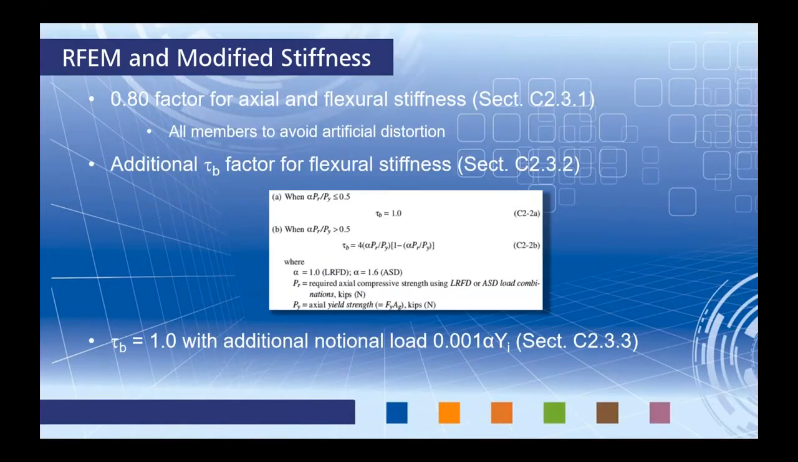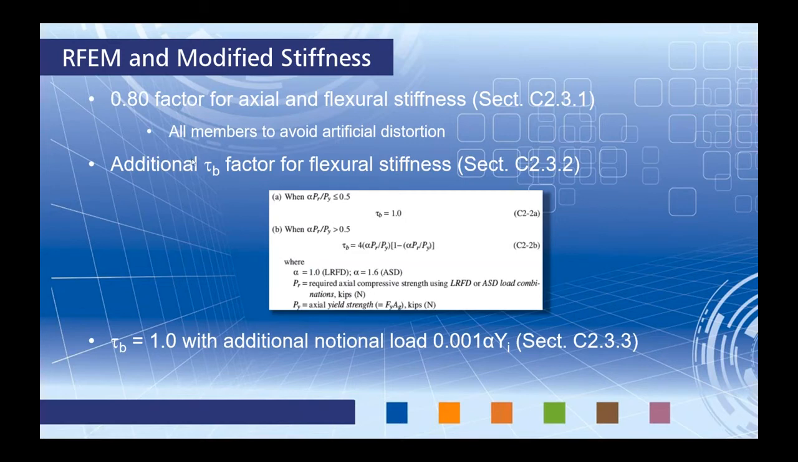Let's go back to the PowerPoint again and discuss the modified stiffness and how we can address this in RFEM. Section C2.31. This tells us that we need to apply a 0.8 factor for all axial and flexural stiffnesses to members that contribute to the stability of the structure. Now there is a little note section in the code, and it tells us, well, in order to avoid artificial distortions, just go ahead and apply this 0.8 factor to everything. So this is a very easy way to avoid the artificial distortions. Apply that 0.8 factor to all axial and flexural stiffnesses of every single steel member within our structure.